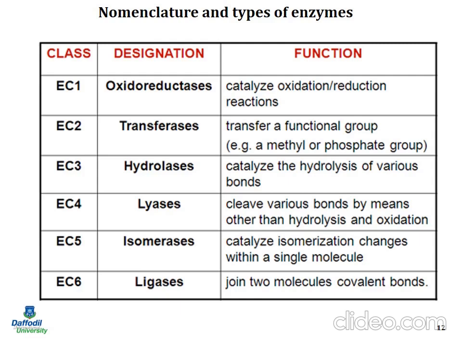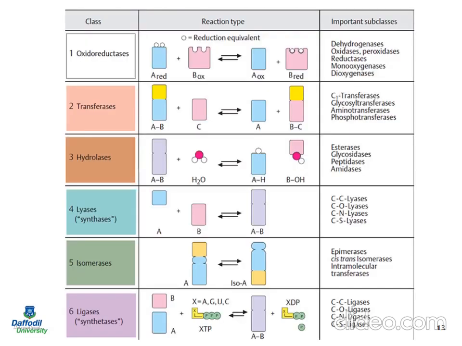Then EC 2 is the transferase. The word comes from transfer, that it should transfer something. That means it transfers a functional group from one molecule to another. And there is a hydrolase. Hydrolase means it will hydrolyze some of the product. And then for number 4 we have the ligase, or synthetase, lyase, that means it will help things to join with each other.